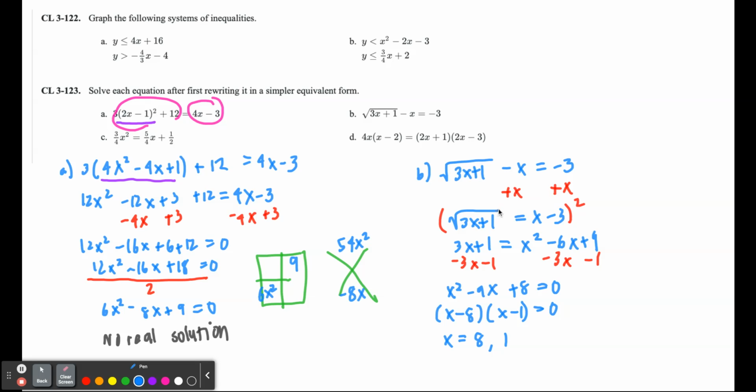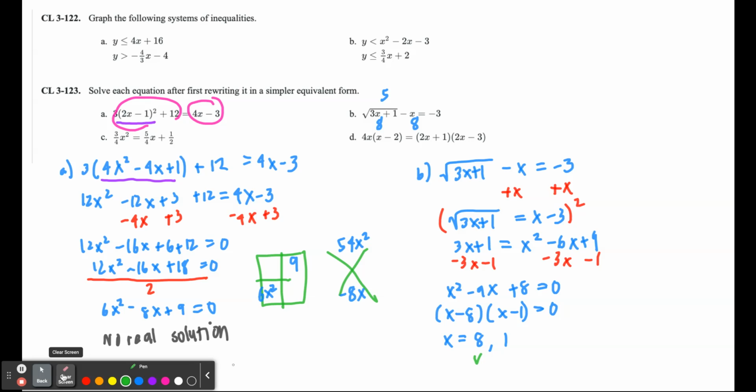And then because when we squared it with an x, we do need to check for extraneous solutions. So if you plug in 8 here, you'll get the square root of 25, which is 5, and then minus 8 is negative 3. So that one does work.